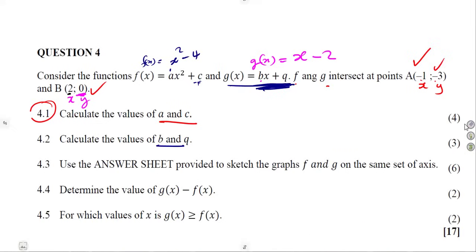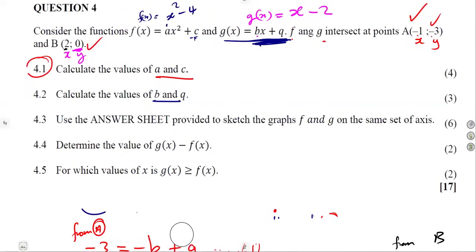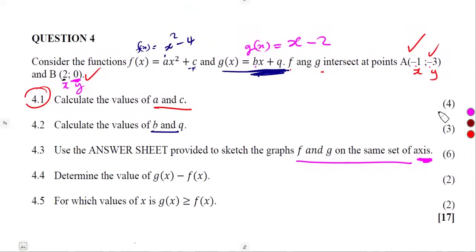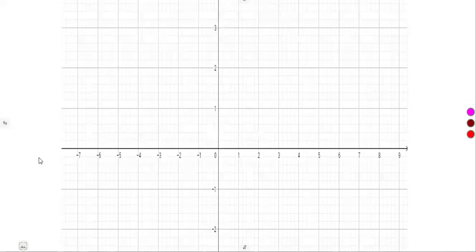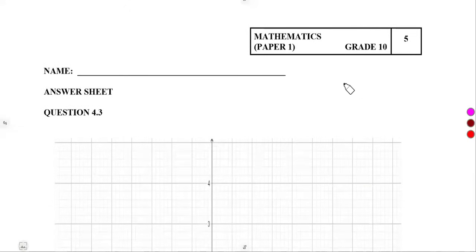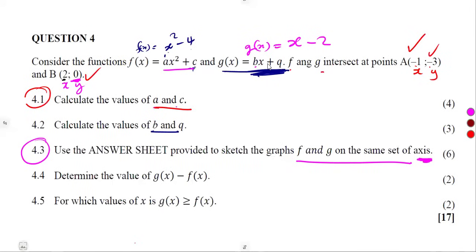All right, then after that, they want us to use the answer sheet provided to sketch the graphs of F and G on the same set of axes. Remember, we calculated the A and C, so you substituted. This is what we got on F of X, and this is what we got in GX. So we are going to sketch this one, 4.3, remembering that we are dealing with functions here, guys. The first one being a parabola. So it is best that we know what we are dealing with. Our f of x from the presentation, remember we substituted, it's now x squared minus 4, when we substituted the a and the c that we calculated.